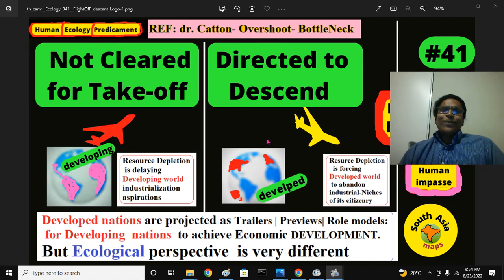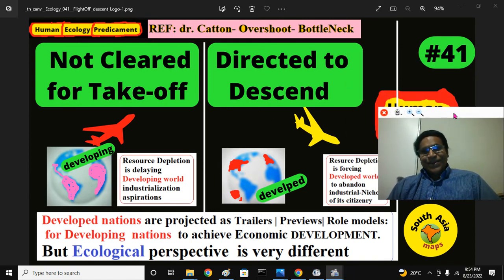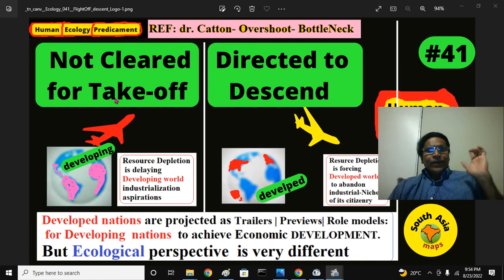What of the developed world? They are already afloat and running the journey. Mother Earth, with limited resources, is telling them, descend, stop moving, the resources are not there. That is the fascinating topic 41. Developing world not cleared for takeoff. Developed world asked or directed to descend.